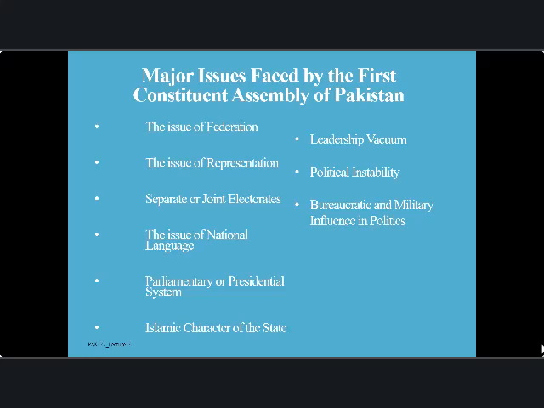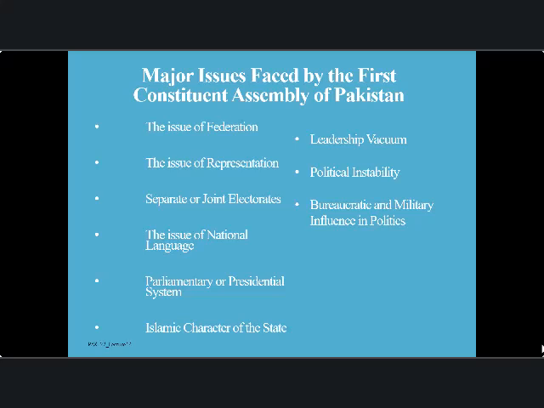They argued that a strong president could provide stable leadership and prevent political instability. Now the issue of Islamic character of the state. Perhaps the most important and sensitive issue before the Constituent Assembly was defining the Islamic character of Pakistan state. Pakistan had been created in the name of Islam and many citizens expected the new state to reflect Islamic principles in its political and legal system.